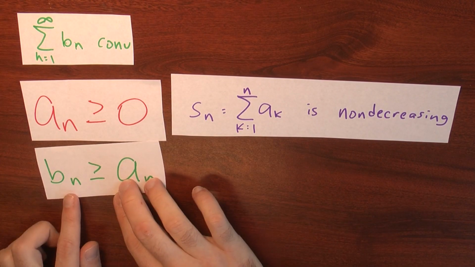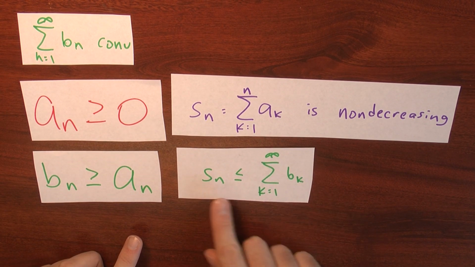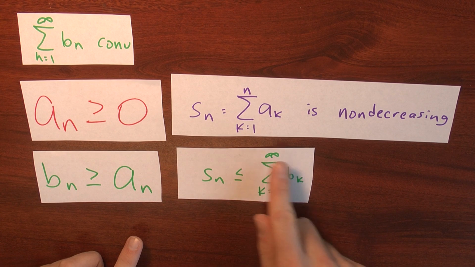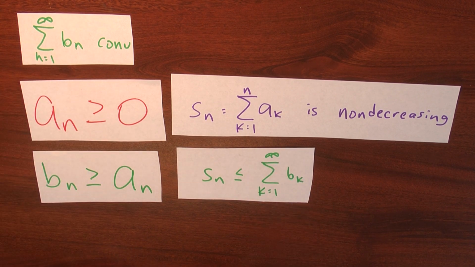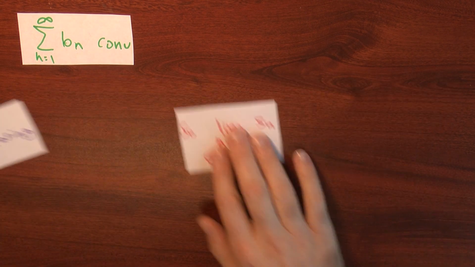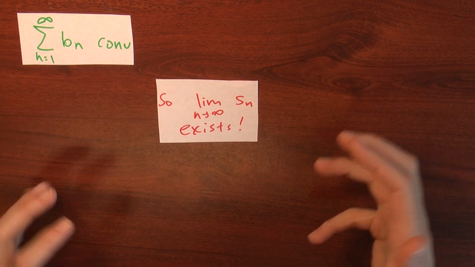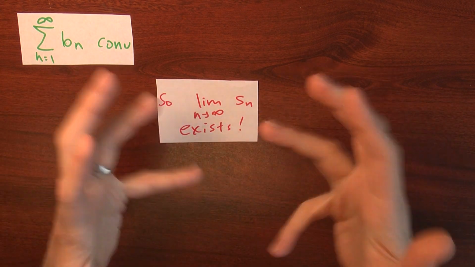And because b sub n is greater than or equal to a sub n, I also know that the sequence of partial sums is bounded by the value of this convergent series. And consequently, because the sequence of partial sums is monotone and bounded, that tells me that the limit of the sequence of partial sums exists. In other words, the sum of the a sub n's converges.